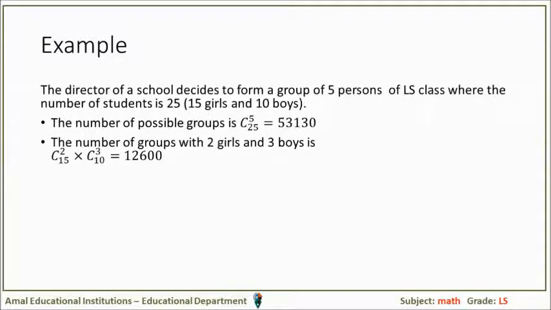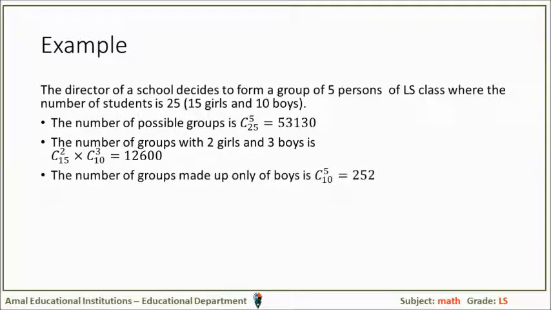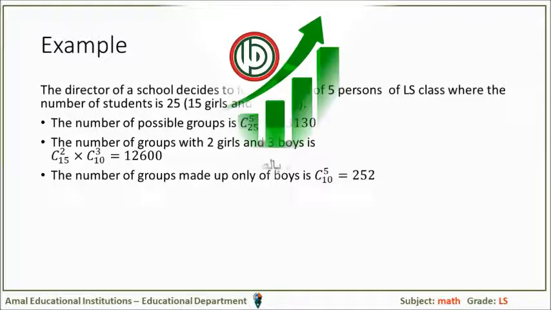The number of groups with 2 girls and 3 boys is, here we are choosing 2 girls out of 15 girls and 3 boys out of 10 boys. So the answer is C2 out of 15 times C3 out of 10, which is 12,600. The number of groups made up only of boys is C5 out of 10. We're choosing 5 out of 10, which is 252.